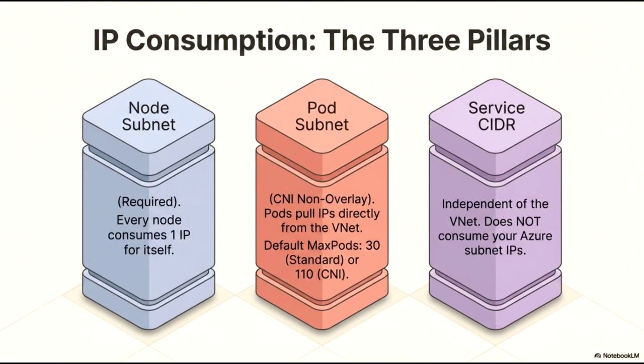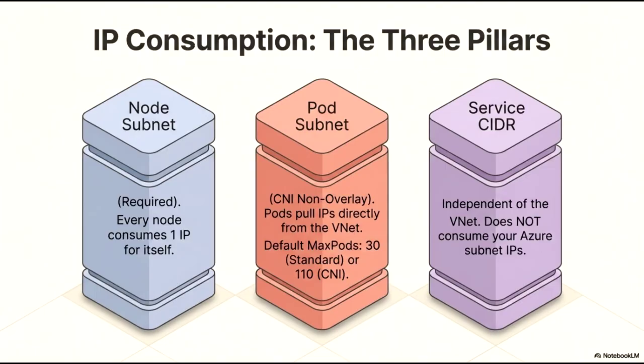When designing your network architecture for Azure Kubernetes Service, it is essential to understand the 3 primary pillars of IP consumption. The first pillar is the node subnet. This is a mandatory component where every node in the cluster consumes 1 IP address from the designated subnet for its own operation. The second pillar is the pod subnet.